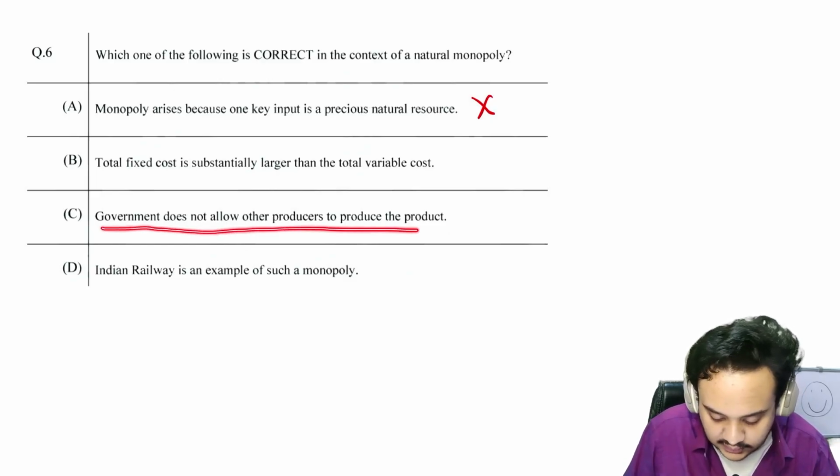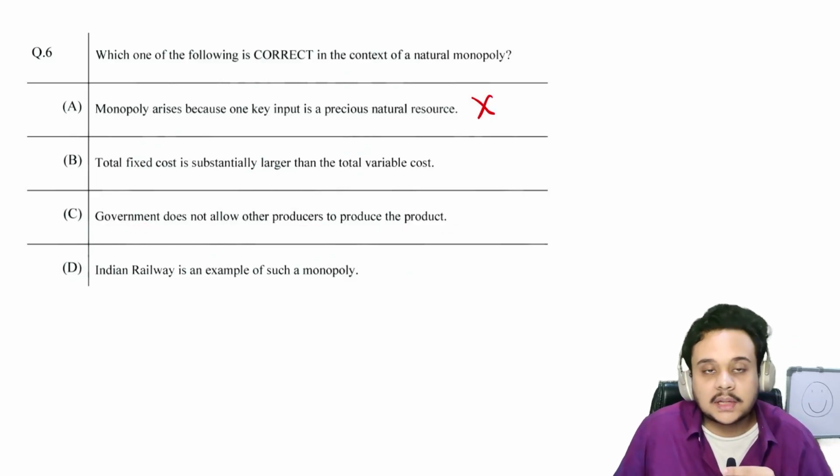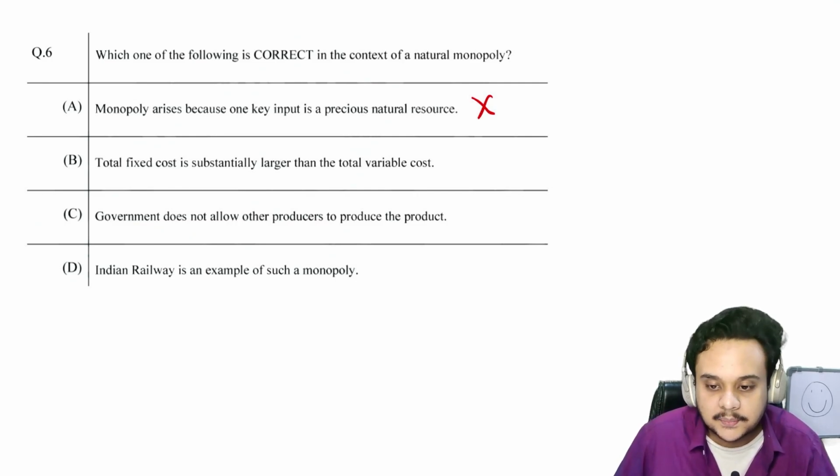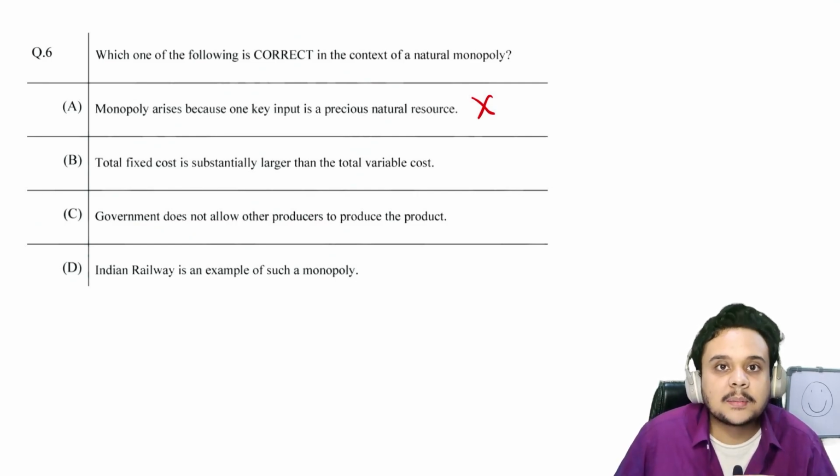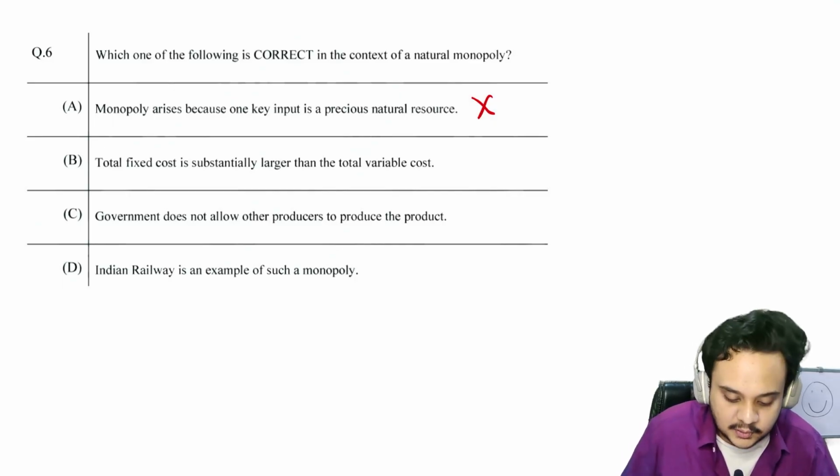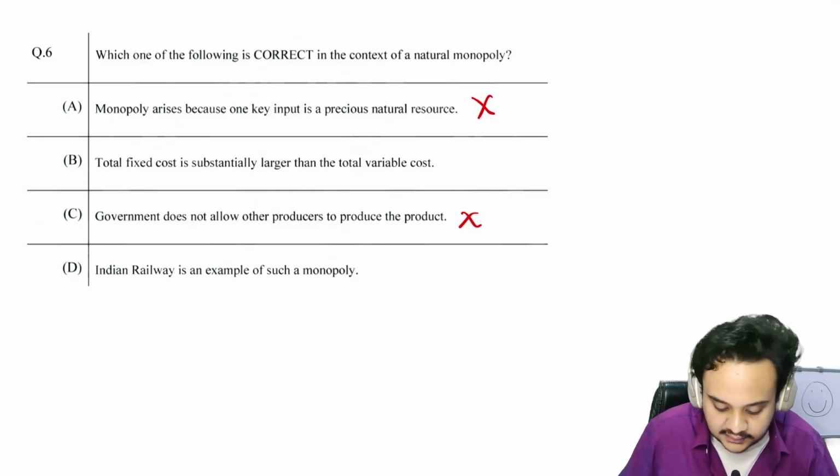Then let's come to the third one first. Government does not allow other producers to produce the product. No, that is also not what we are saying. The government is not doing it because it wants to, right? It is happening because of a reason. So this is also wrong. We have seen what the reason is.